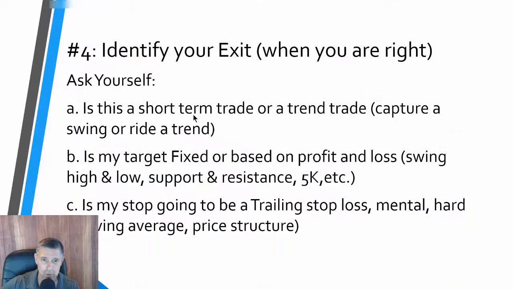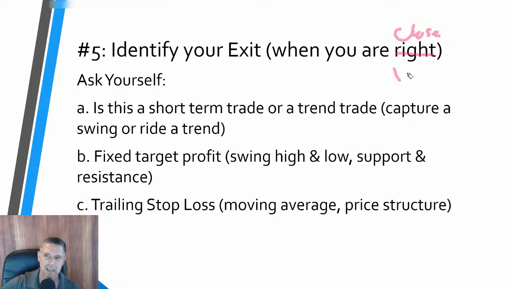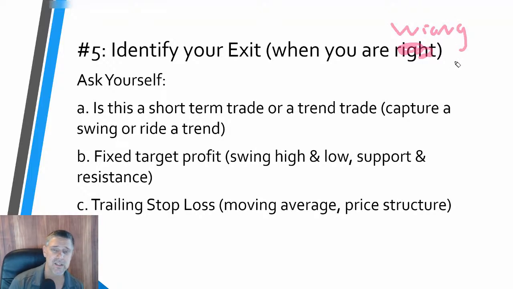So let's move on to number 5 in the checklist. Identify your exit. But now it says, when are you right? So we're going to change that to, quick, when are you wrong? When are you close? Or in this case, when are you wrong? So I'm not going to change it right here, but just mark that out. When are you wrong? Now this is your initial stop loss.